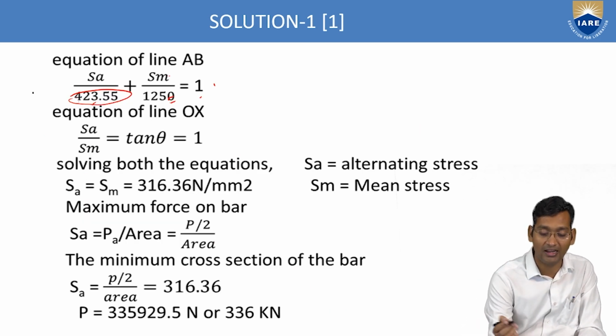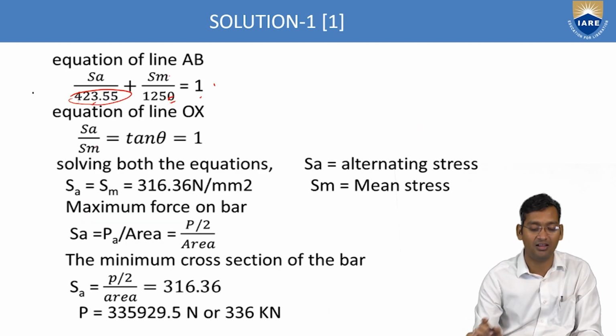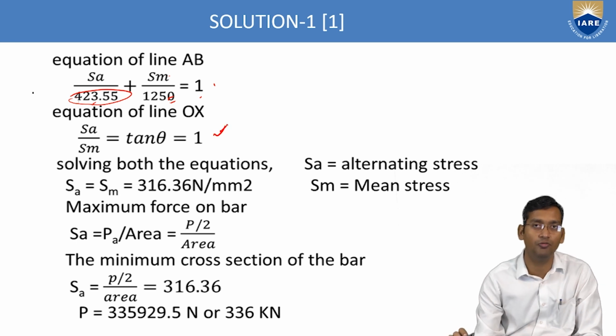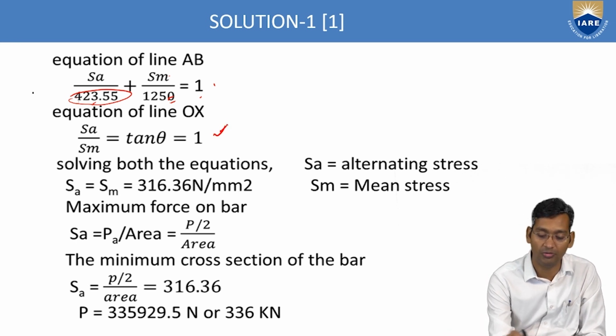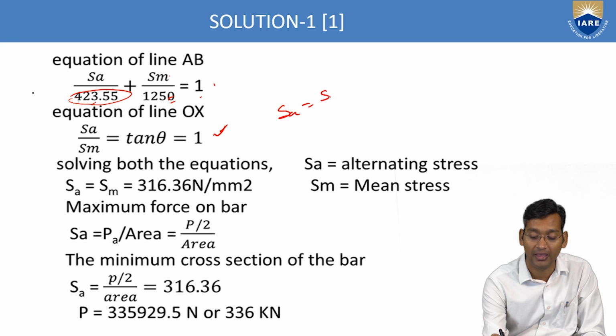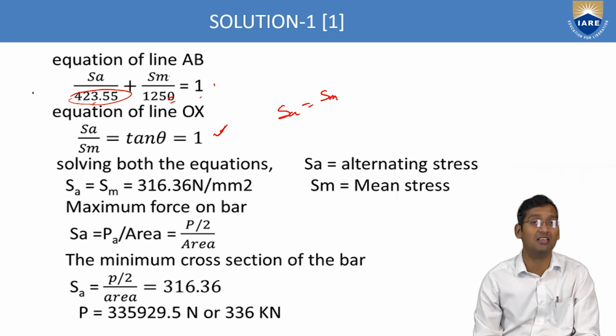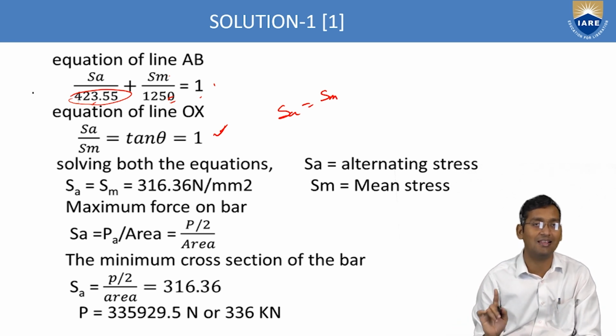Okay. So now, another one is what? SA by SM. That we already found, tan theta as 1. Right. So from here, SA equals SM. In the previous question, what did we get? SA by SM equals 2. Here, SA by SM equals 1. So SA will be equal to SM.